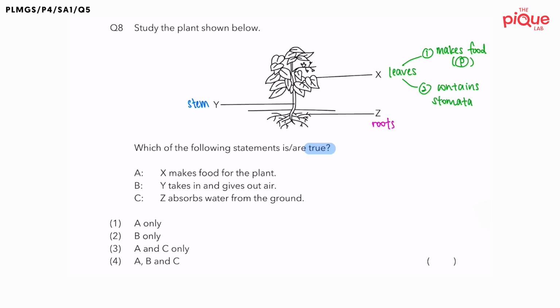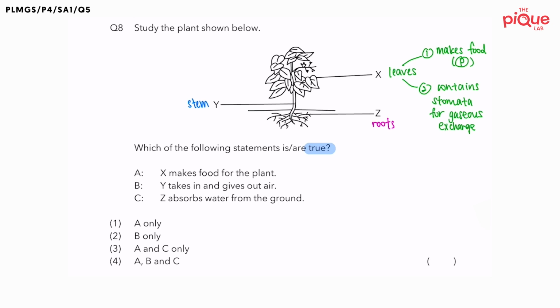So let me ask you a question. What are our nostrils for? It is actually for us to take in and remove gases. So you can think of stomata as like the nostrils of the plants, whereby it can help to take in and remove gases, which is gaseous exchange.